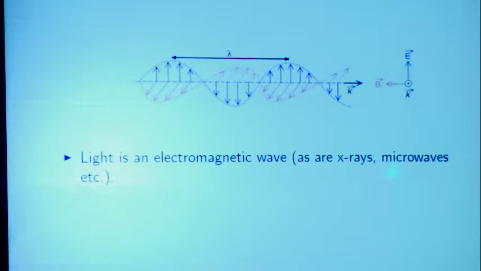Light is an electromagnetic wave, so I like this little picture. Here's the electric field. E stands for the electric field, and it's a vector because it's polarized. You see the blue vectors, and that's the wavelength. And then this is the magnetic field B. We'll talk in a minute about why those are normal to each other, and they're both normal to the propagation direction K. X-rays and microwaves are also electromagnetic waves.